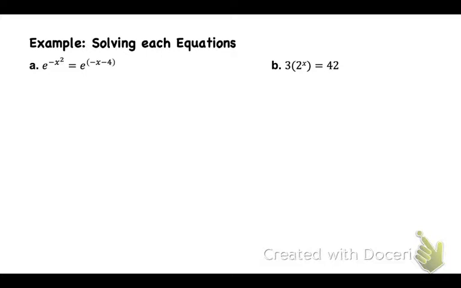Okay, so from here on to the end of the slideshow, the directions are solve the equation. That's it. How can the exponent have an exponent? Oh, it can. Why not? I didn't know it could. Why can't it? Because it's an exponent. Okay, so e to the negative x squared equals e to the negative x minus 4.